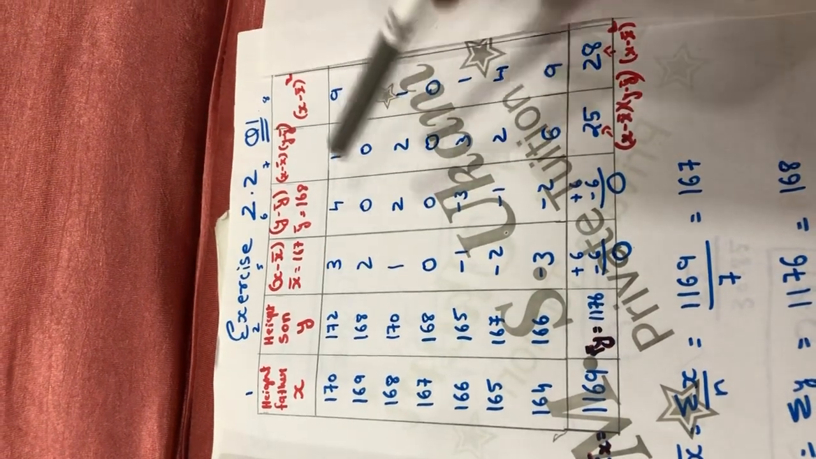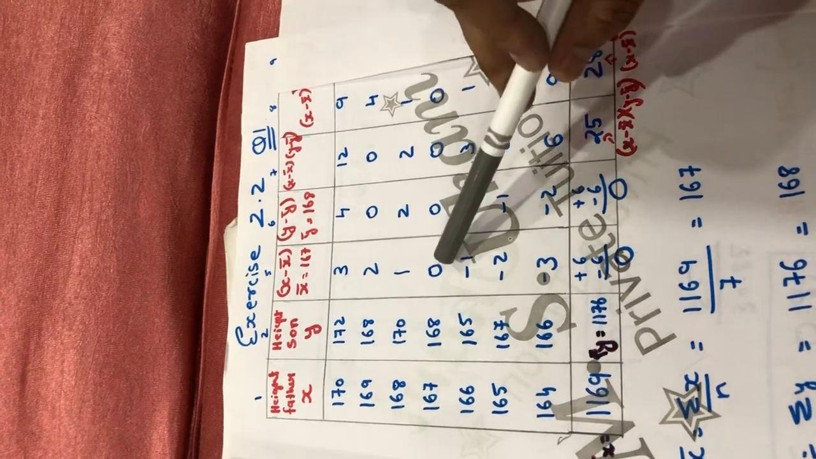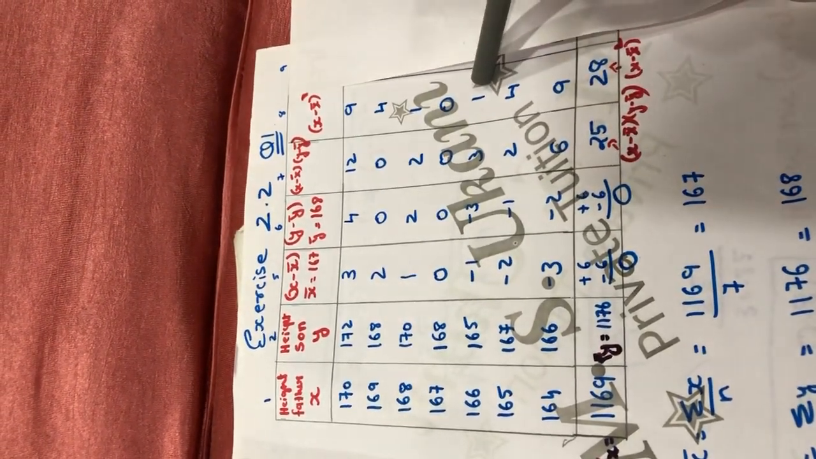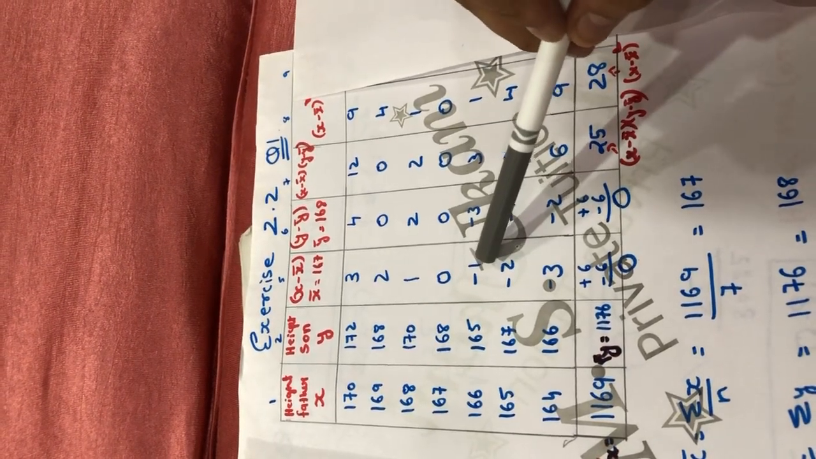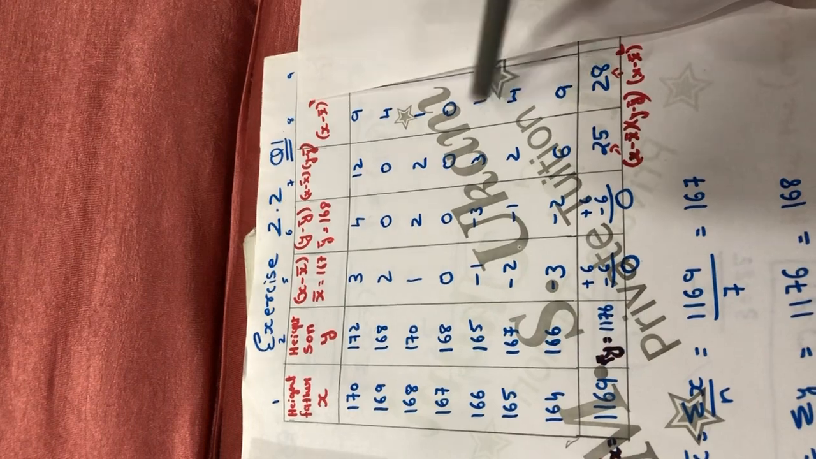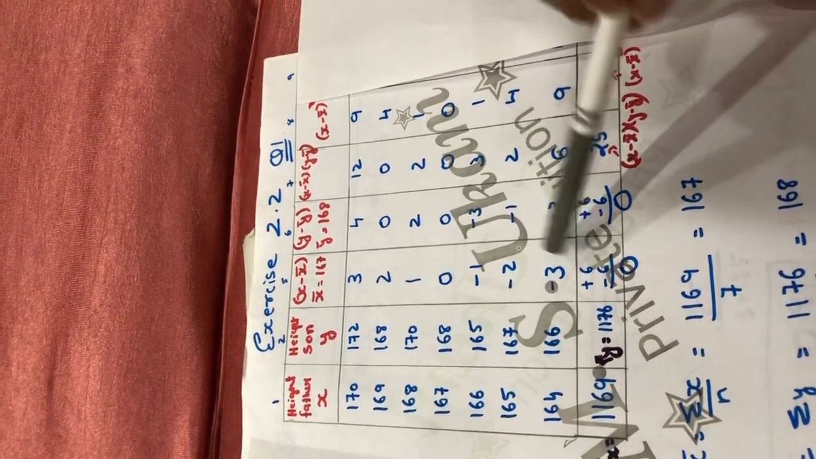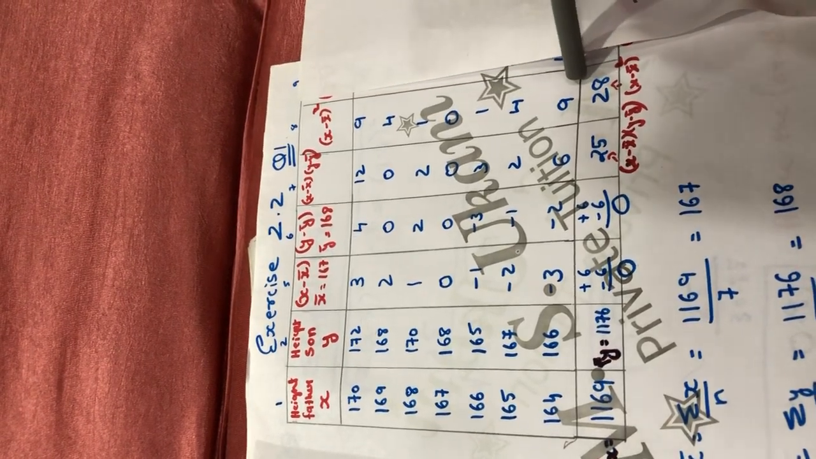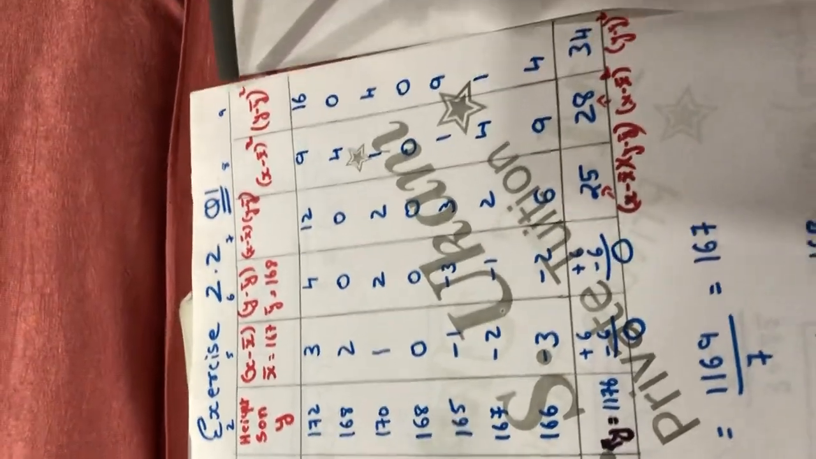3 square will be 9, 2 square will be 4, 1 square will be 1, 0 square will be 0, minus 1 square will be positive 1. Remember, whenever you square a negative number, it always comes out positive. Minus 2 square will be 4 and minus 3 square will be 9, and we have to calculate all of this column. Now the last column is y minus y bar whole square.